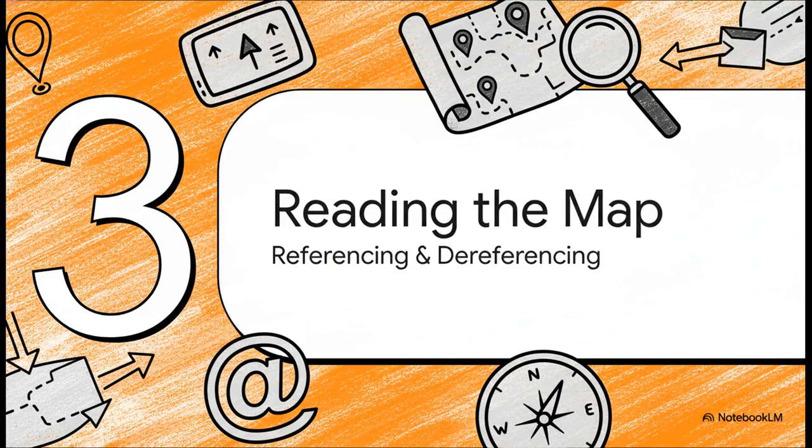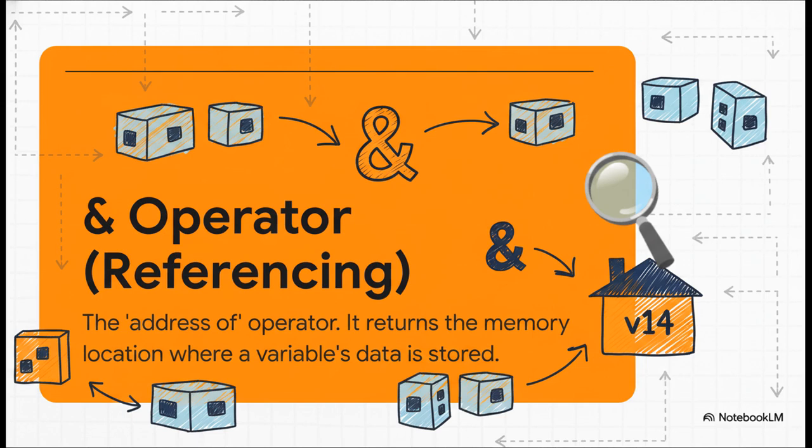Okay, so we have our special address-holding variable. Now what? How do we actually use it? Well, to read the map, C++ gives us two really important tools, two operators. You can think of them like a GPS. One button finds an address, and the other button says, okay, go to that address. First, we have the ampersand, the and symbol. This is your find address button. When you stick this in front of a variable, like &v1, you're not asking what's inside the v1 box. You're asking, what is the street address of the v1 box? It gives you back that unique number.